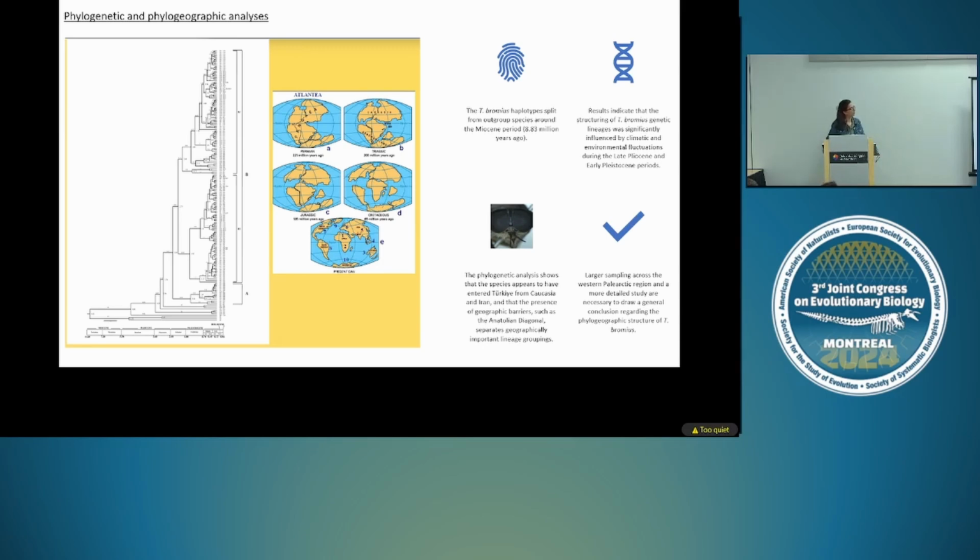Results indicate that the structure of bromeus genetic lines was significantly influenced by climatic and environmental changes in the late Pliocene and early Pleistocene period. Phylogenetic analysis shows the species appears to enter Turkey, Caucasus, and Iran, and then geographic barriers such as the Anatolian diagonal.